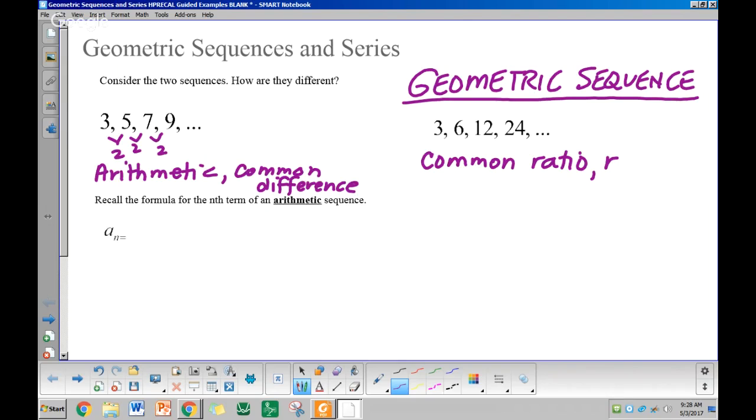Now, common ratio, r. How do we figure out what r is? What we're going to do is take the second term, which is 6, and divide it by 3. And what do we get? 2. And then for it to be a common ratio, that has to equal the third term, which is 12, over the second term. Does that equal 2? Yep. Has to equal the fourth term divided by the third term. So it's like you're dividing the term by the term in front of it, and you better get the same ratio. That's why they call it a common ratio.